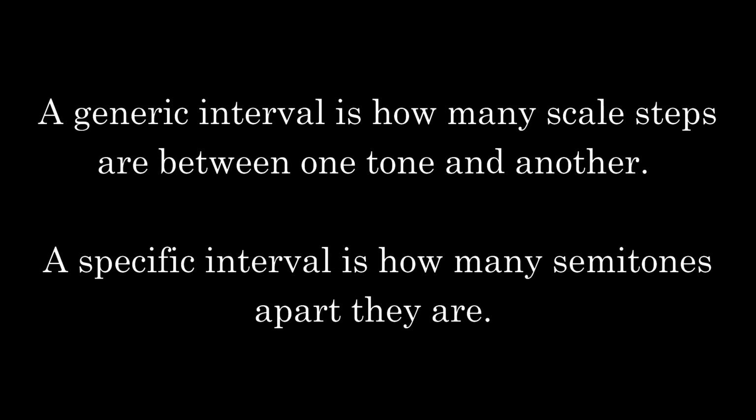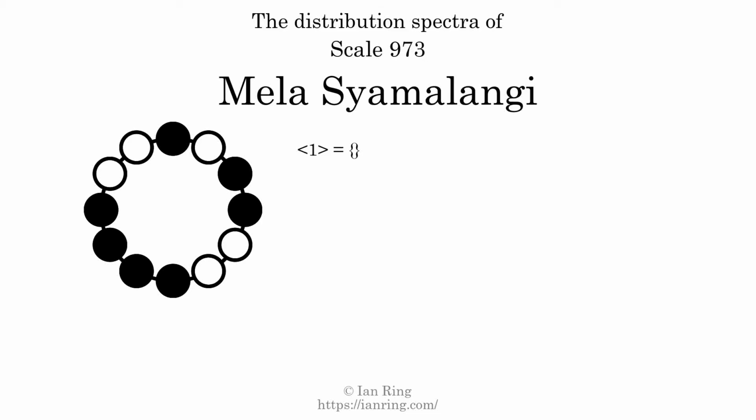A specific interval is how many semitones apart they are. The generic interval of one scale step comes in 3 different specific interval sizes. 1 semitone, 2 semitones, and 3 semitones. The spectrum width of this generic interval is the highest, 3, minus the lowest, 1, which equals 2. The generic interval of 2 scale steps comes in 4 different specific interval sizes. 2 semitones, 3 semitones, 4 semitones, and 5 semitones. The spectrum width of this generic interval is 3.